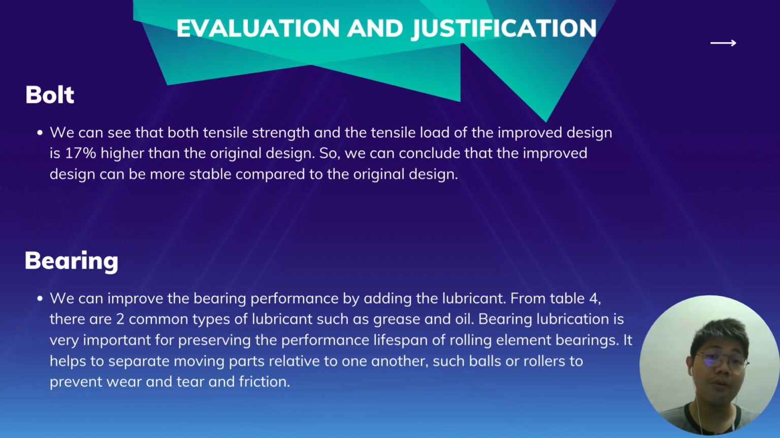We can see that there are types of lubricants such as grease and oil. Bearing lubrication is very important for preserving the performance and lifespan of rolling element bearings. It helps to separate moving parts relative to one another, such as balls and rollers, to prevent wear and tear and friction. And then we can also use the preloading method, and also choose the pure material.